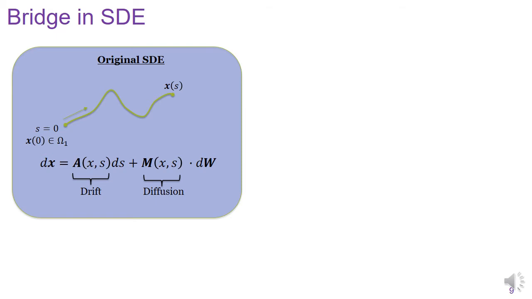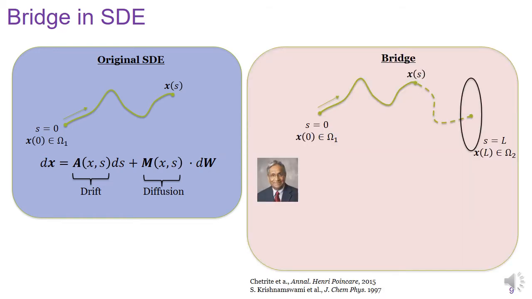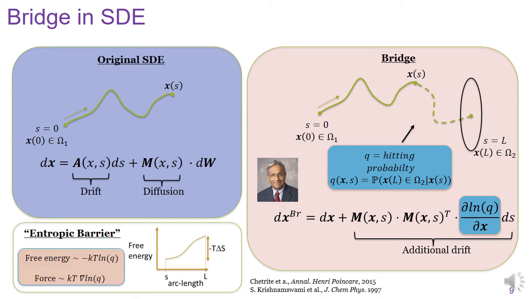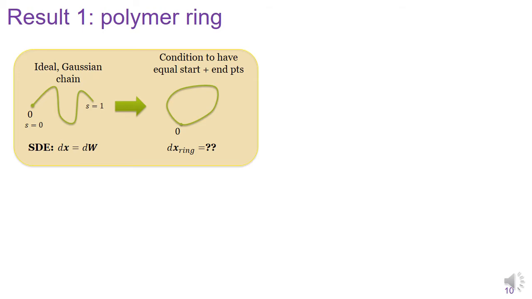Again, we're showing the original stochastic differential equation contributed by the drift and diffusion terms. What the bridge does is add an additional term contributed by the hitting probability. Physically, this biasing term acts as a force, in terms of free energy, overcoming the entropic barrier.